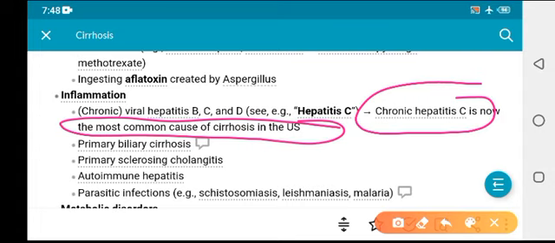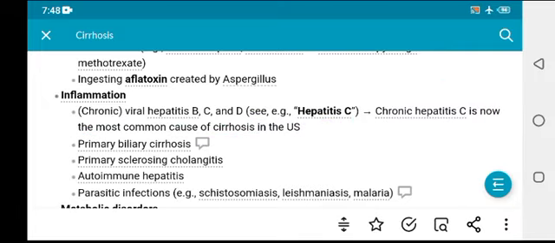But if the word European countries is mentioned, then alcoholism. In Europe and European countries, alcoholism. In the US, chronic hepatitis C. Worldwide hepatitis C. Most common cause of cirrhosis, that is hepatitis C. If it is like this, most common cause of cirrhosis, then the answer is chronic hepatitis C. Coming back.